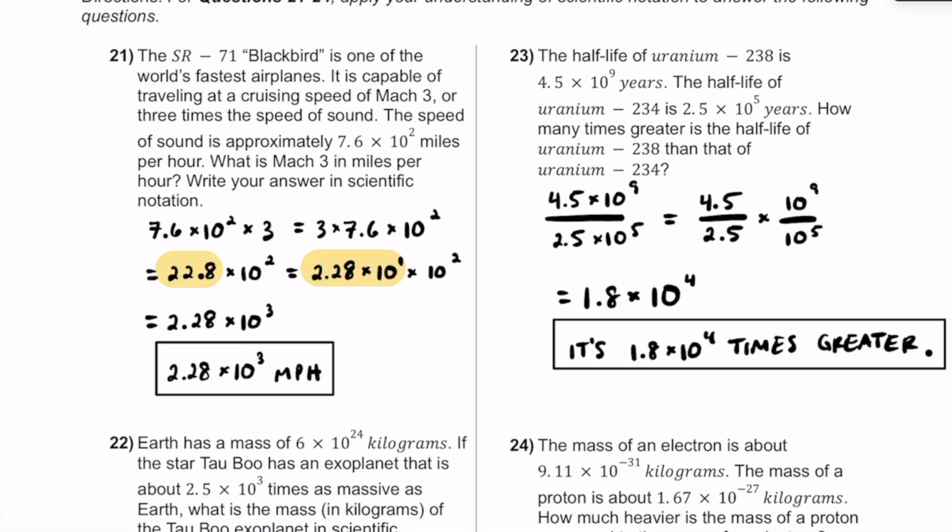And if you're wondering how many years this is, you can think about it as you move over 1, 2, 3, 4. And if you add 3 zeros in here, we're talking about 18,000 times longer. All right, so it's quite a bit longer than the other one. All right, let's check out number 24.